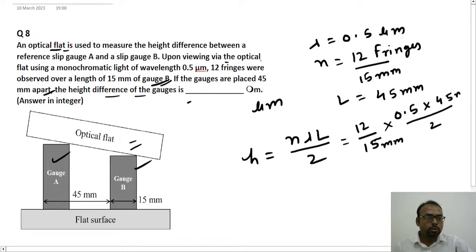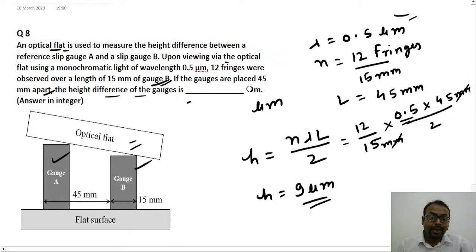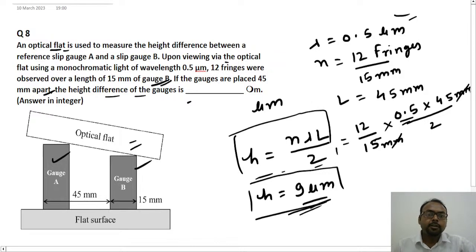So you see 45 is also in the same unit, right? So this 2 will be cancelled out. Now if you solve this, you will have H, and this is given by 9 micrometer. Why 9 micrometer? Because the units are cancelled out, so we are left only with the lambda value unit, that is micrometer. So that is why the H value is 9 micrometer. Clear? So that is quite a straight question. You just need to use this equation, n lambda L by 2, and put in all the values, and you will have your final answer.